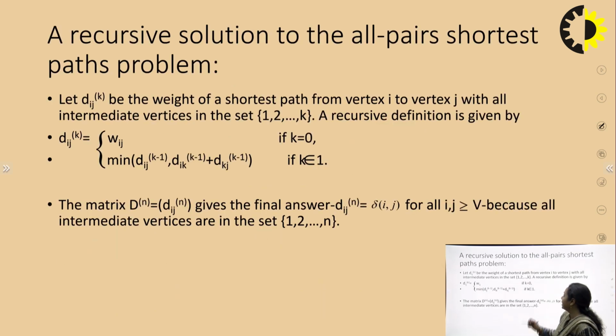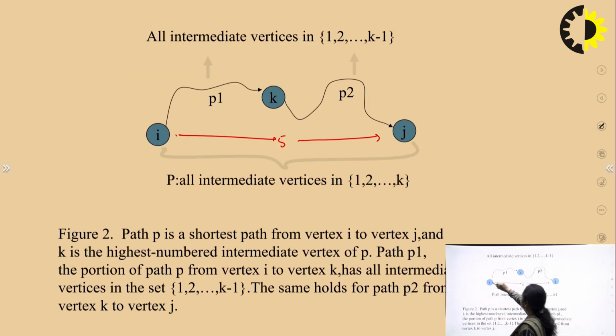But the second case is, if there exists a k node, then what? We will go with the minimum cost. Minimum cost of what? The direct path, that is d_ij^(k-1), or d_ik plus d_kj. Means suppose the cost of i to k is 1 and k to j is 2. Now using k, I can reach j by adding the cost of these two paths, that is 1 plus 2, that is 3.